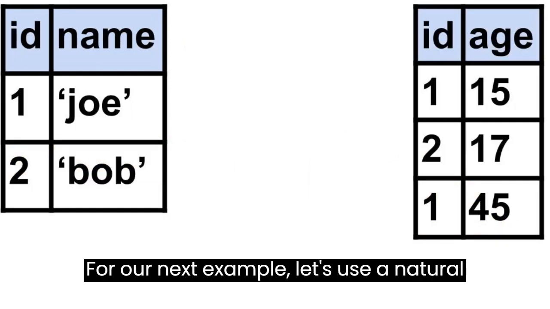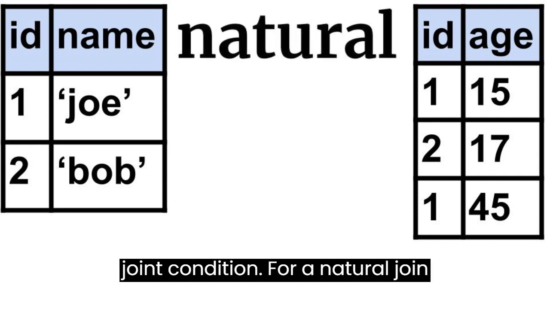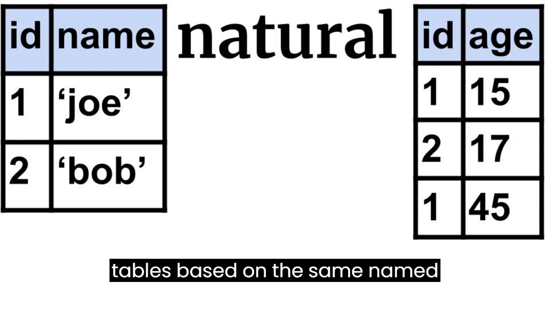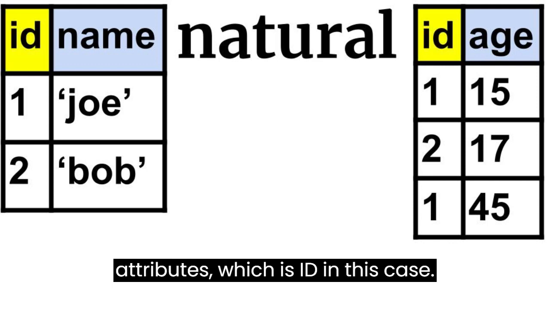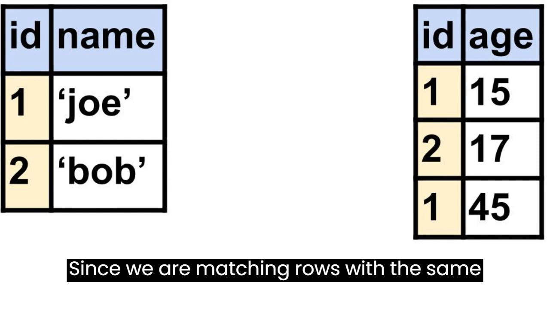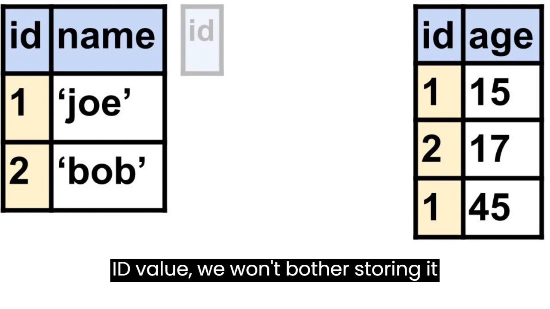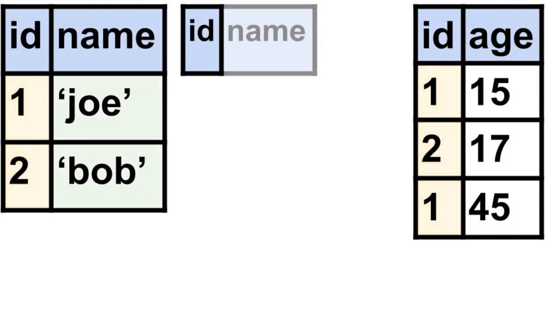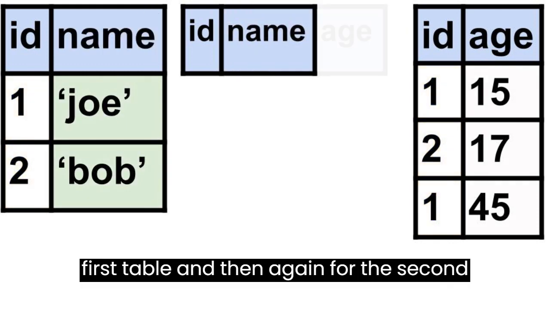For our next example, let's use a natural join condition. For a natural join condition, we join rows from the two tables based on the same named attributes, which is ID in this case. Since we are matching rows with the same ID value, we won't bother storing it twice and just merge it into one column. Then we add the unique columns for the first table and then again for the second table.